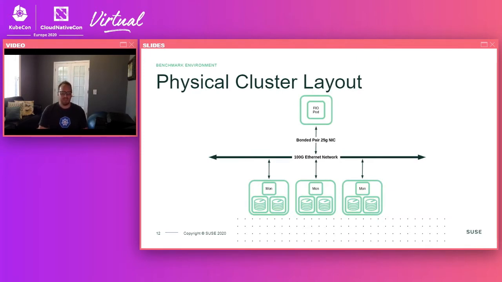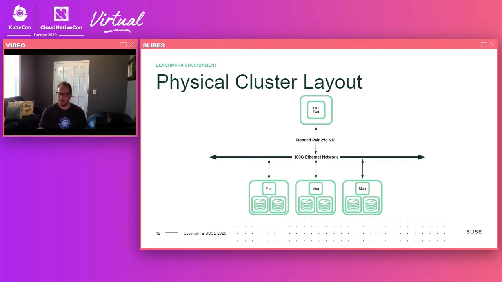Now, what this looks like when we deploy it from a physical perspective is a 4-node cluster, and we're ignoring the controller node right now. We're just focusing on the workers in the cluster. So we have 3 nodes that we're dedicating as storage nodes, and a single node that we're using as our client node.